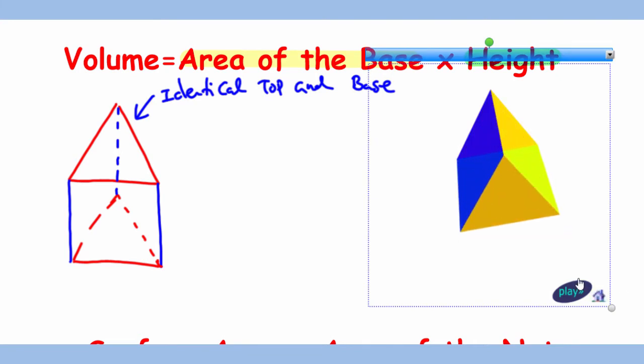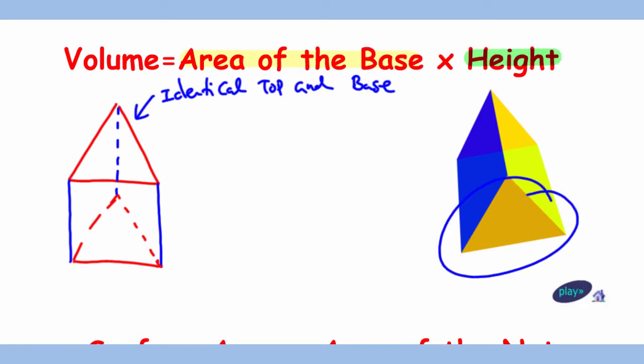Notice how this prism is made basically by stacking multiple triangles together to make the height. So to find the volume of this, all we need is to find the area of the base right here, times however many that you stack together, which is the height. So this is the area of the base, times this part right here, that's the height.